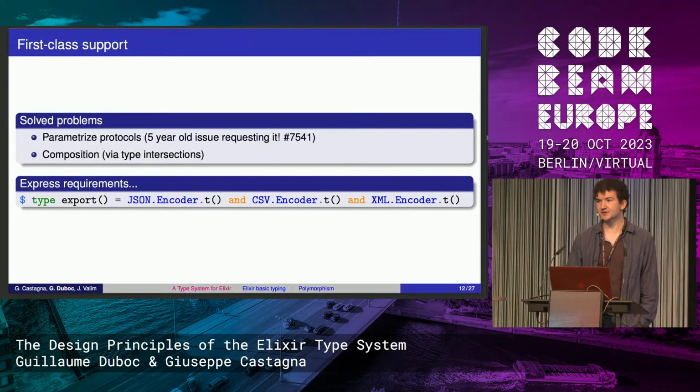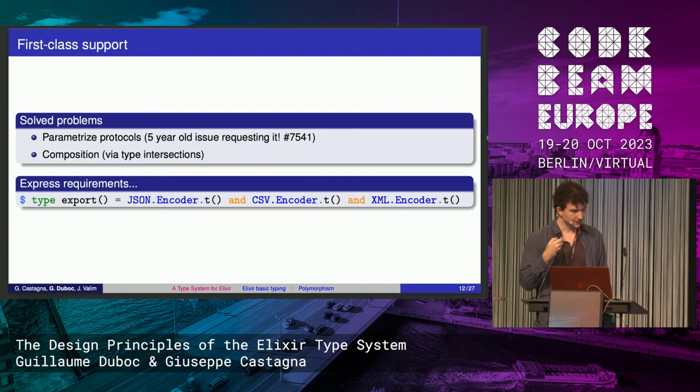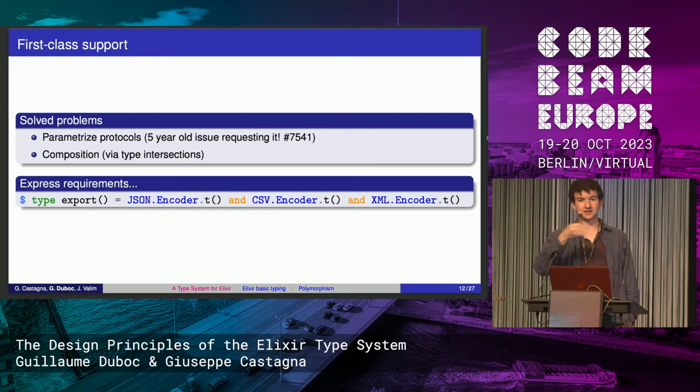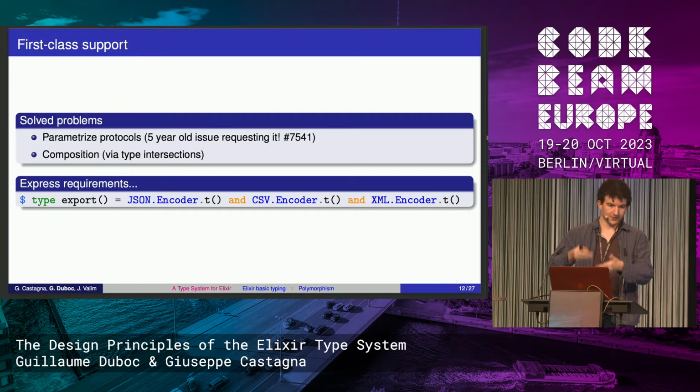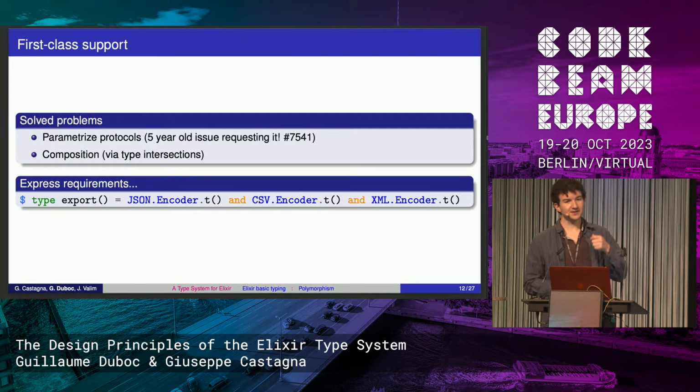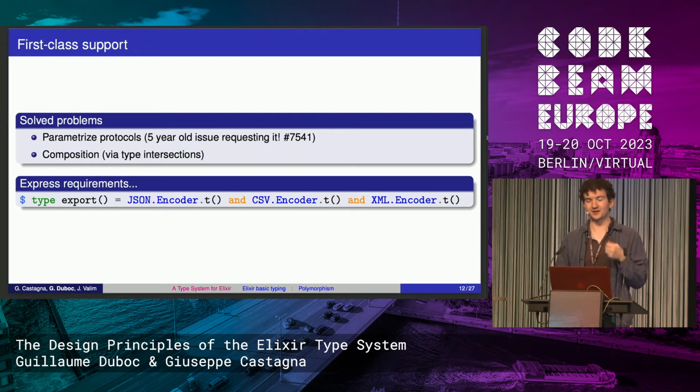What's also possible using set-theoretic types is the composition of protocols using an intersection. So let's say you have some business data that you want to export, and you want this data to be exportable to JSON, CSV, and XML. And in Elixir, this means that they have to implement the JSON encoder protocol because it has the encode function, the CSV encoder, you get me. So you can define this custom type export and ask that it implements the three protocols.